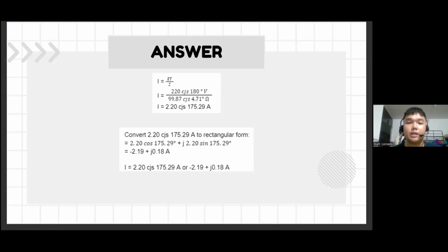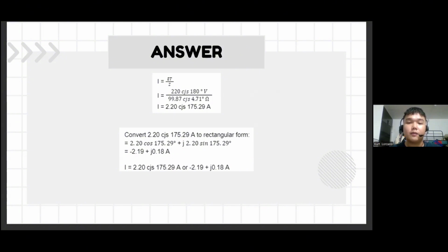Now that we have our impedance, we can solve for the current. To solve the current, we can just use the formula current equals total voltage over impedance. Now that we have both values, we can input them. So current equals 220 cis 180 degrees volts over 99.87 cis 4.71 degrees ohms. The answer to this is current equals 2.20 cis 175.29 amperes.